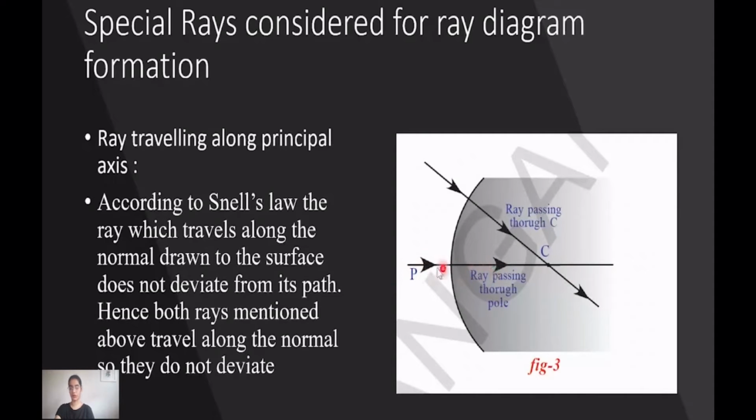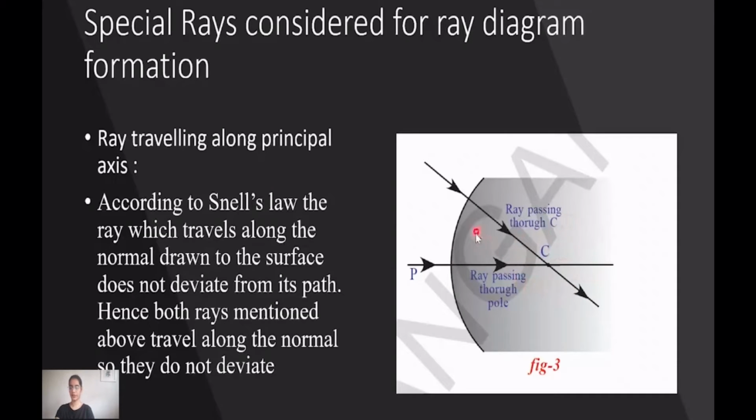Since this is the normal and this is the incident ray, the angle of incidence is 0. And since the angle of incidence here is also 0, you have absolutely no deviation. Means there is no bending. The ray came straight and it's going to go in the same direction. Same for this ray.